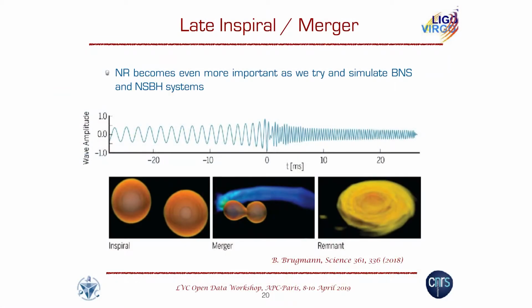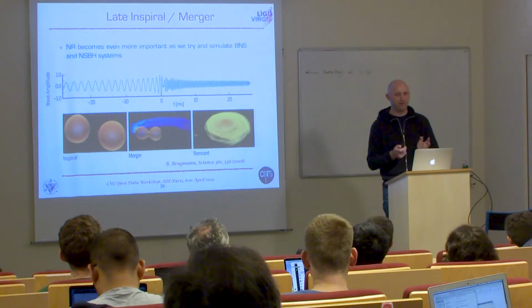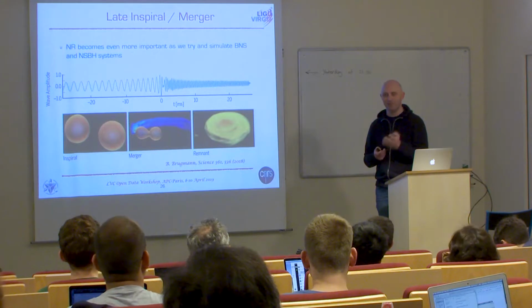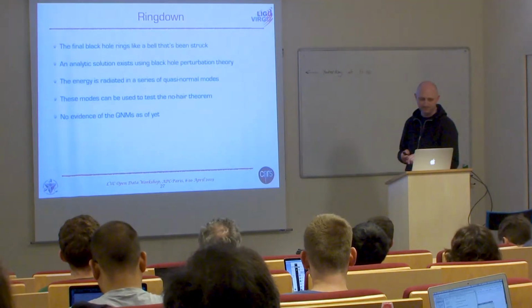Now, numerical relativity will become even more important as we try and model systems that have matter in them. We cannot find an analytic solution if there's a neutron star or if there's a binary neutron star. We need numerical relativity to model all the matter interactions and how it affects the orbits. We need to do all that numerically.